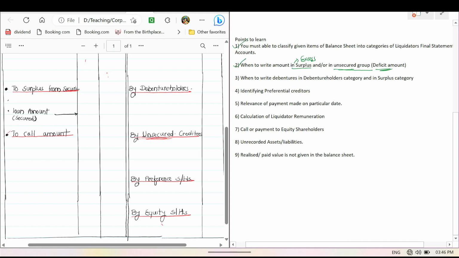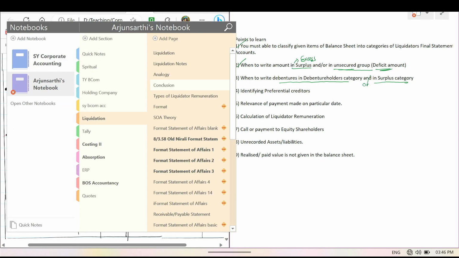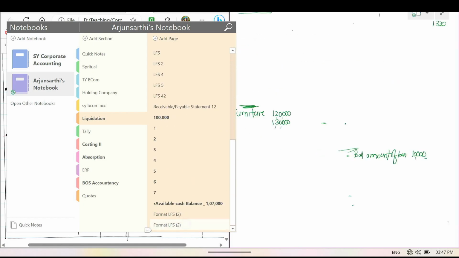Then the next point: when to write debentures in the debenture holders category and when in the surplus category. When to write debentures? Now you will say the debenture name is matching, then what? A few minutes back you said that if the name is matching, then write debentures in debenture holders. Right now you are saying sometimes write in the debenture holders category, and sometimes in surplus. But what is the logic behind this? Okay, let me explain that logic. Wait, you will understand that logic as well.